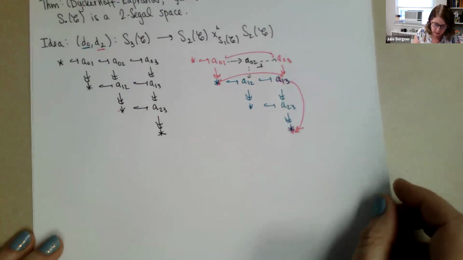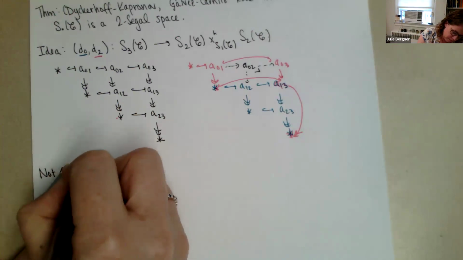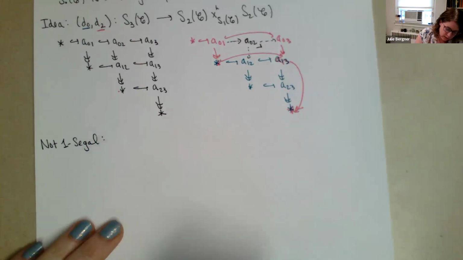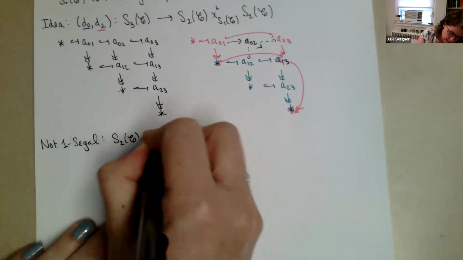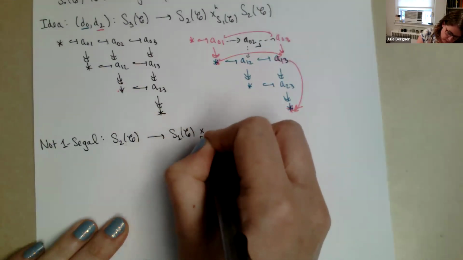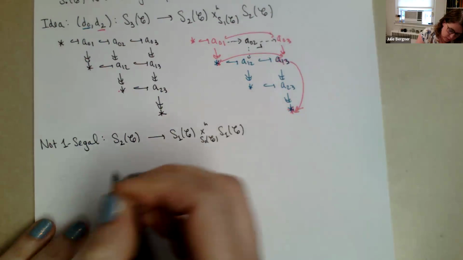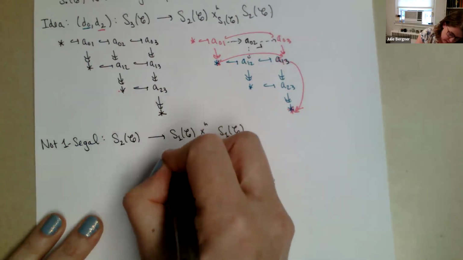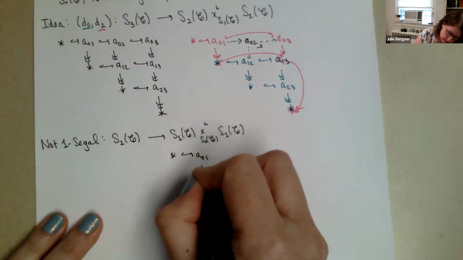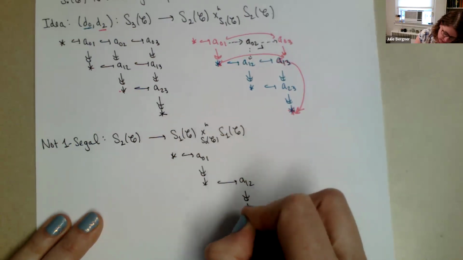Now, this is also interesting because it's not 1-Segal in general. So if we wanted to check the 1-Segal condition, let's just look at S2 to S1 cross S1, S0. So what you're looking at here, you have two 1 simplices that agree along a 0 simplex. That looks like a diagram like this.